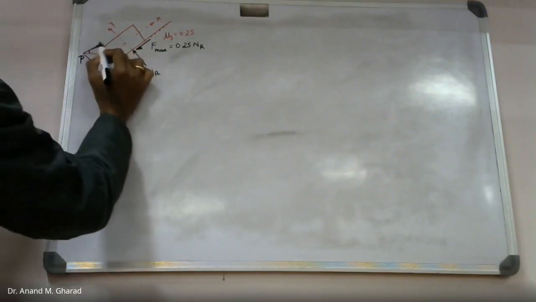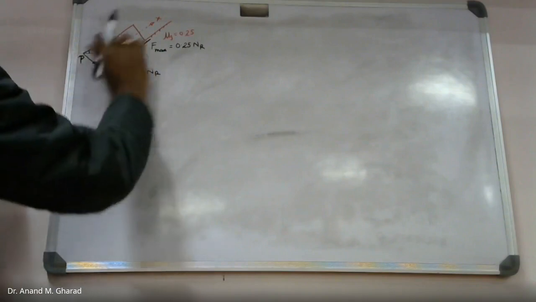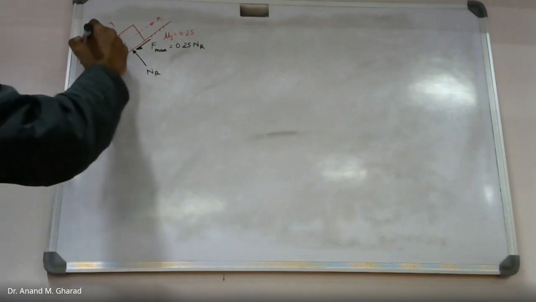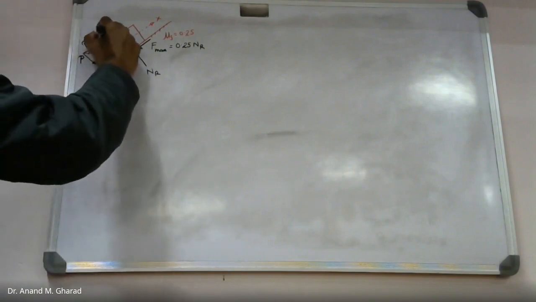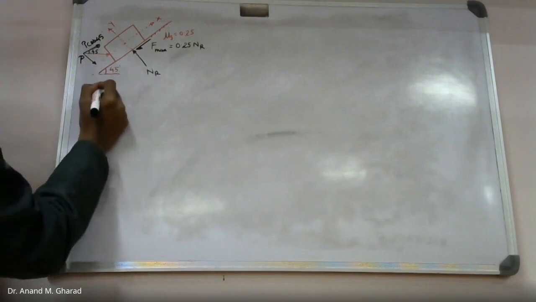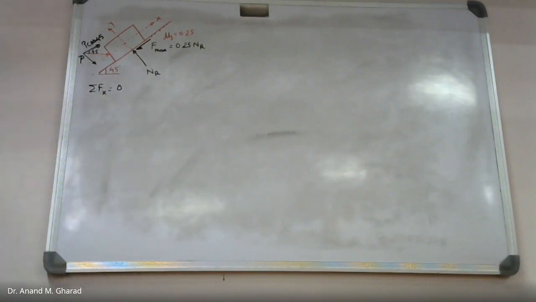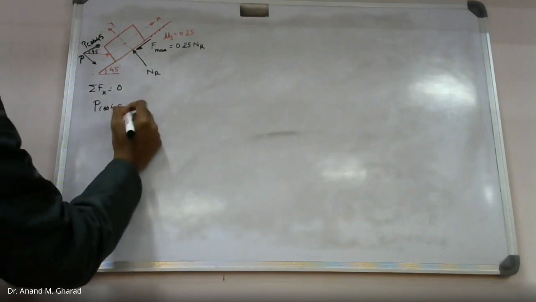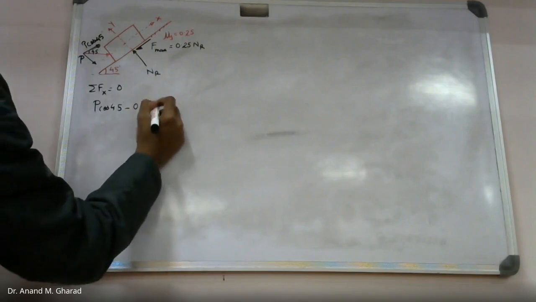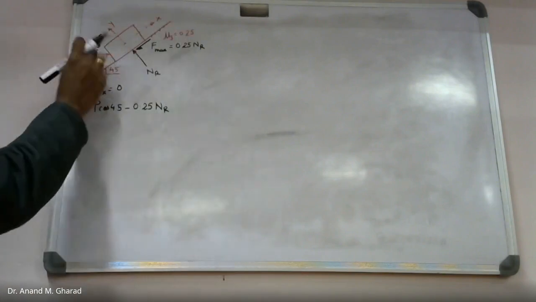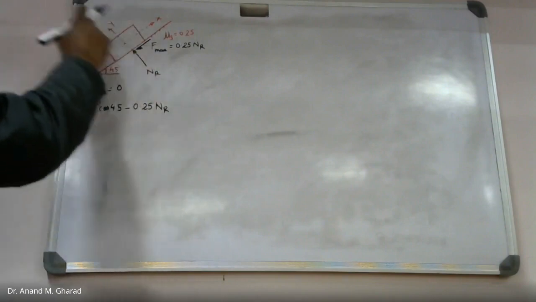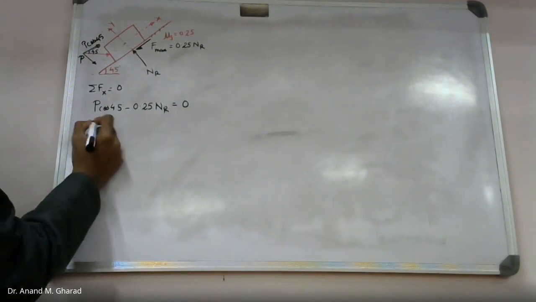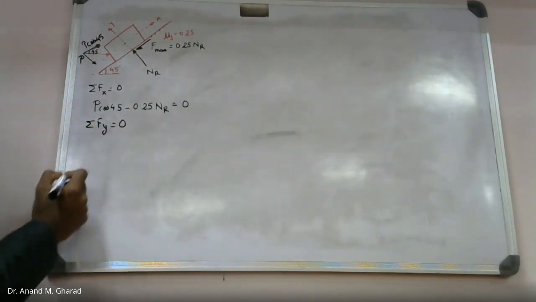Don't you feel? Because we are considering this to be the x-axis, right? So this will be 45 degrees. Do you agree? So accordingly, this will be P cos 45. Then what do you do? Summation of forces in x direction equal to 0. P cos 45 minus 0.25 NR, because these are now the x and y axes respectively, equated to 0. Second is summation of forces in y direction equal to 0.